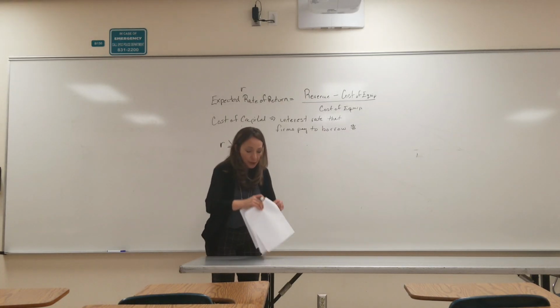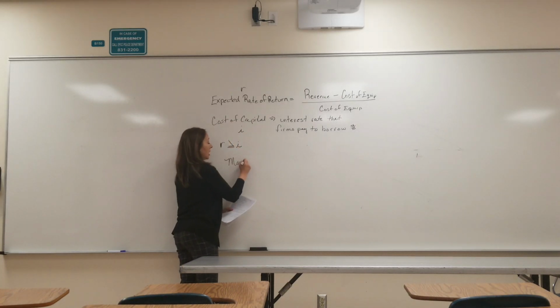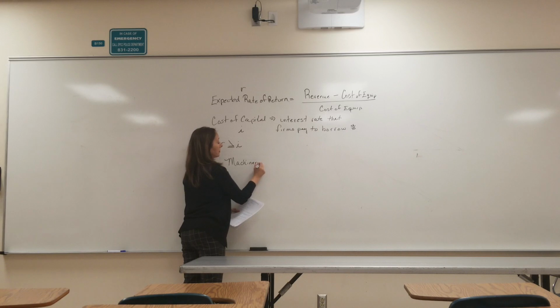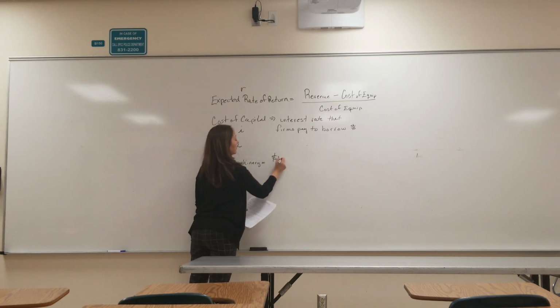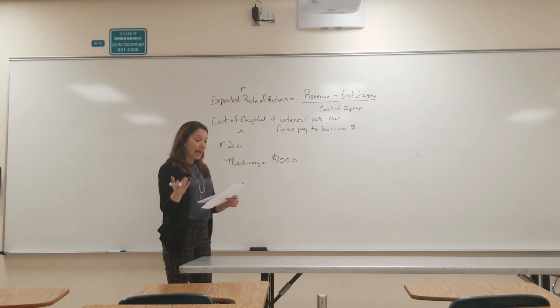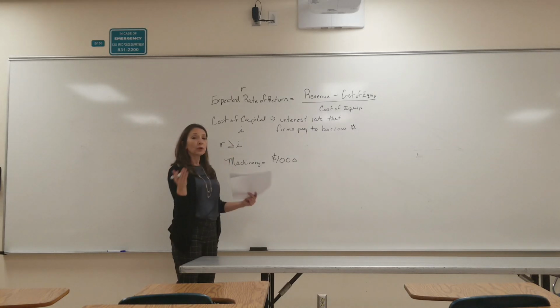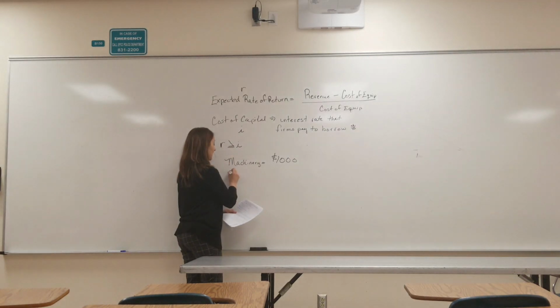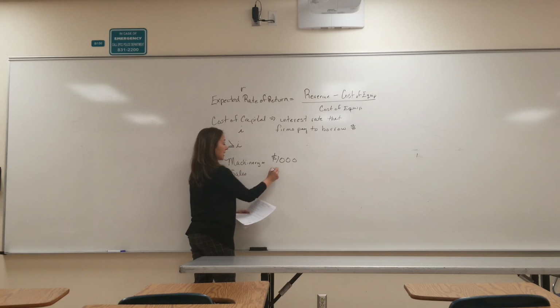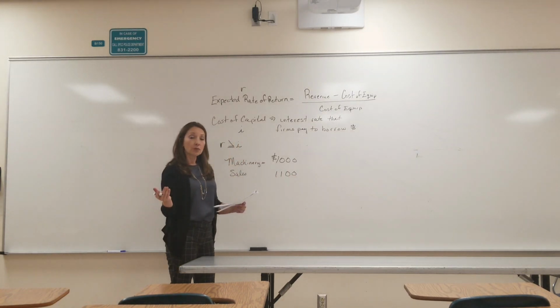Okay, let's assume that a piece of machinery costs $1,000. This is a sanding machine that a cabinet maker would like to buy. The cabinet maker says, I think that if I get this machine, I'm going to increase my sales. So my sales are going to go up with this machine, and it's going to be $1,100. So let's calculate out the expected rate of return.